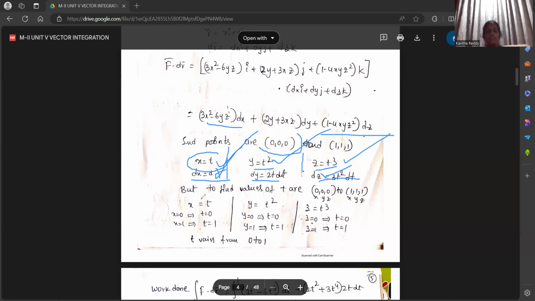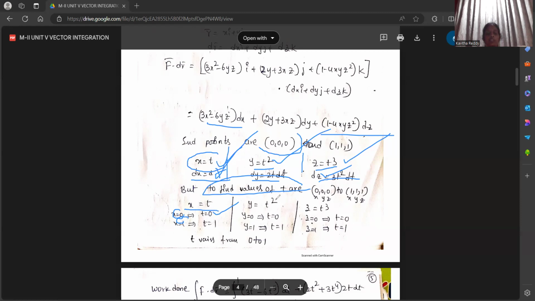You need to find the values of t, meaning the limits for t. How will you find the limits for t? Observe here, the coordinates of x, y, z are given as 0, 0, 2 and 1, 1, 1. Here x equals t. If we substitute x equal to 0, then t becomes 0, and for x equal to 1, t becomes 1. So if you substitute x equal to 0 and 1, you are getting t equal to 0 to 1.